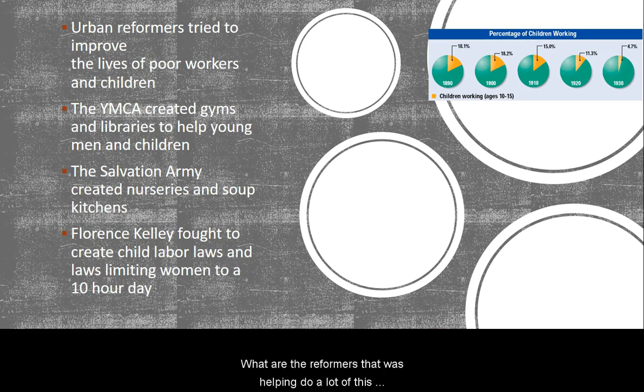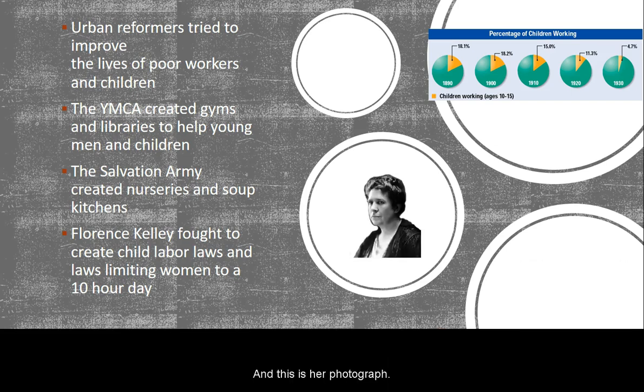One of the reformers that was helping do a lot of this was a lady by the name of Florence Kelley, and this is her photograph. Her big things were fighting child labor laws. She believed that children should not have to work until they are a certain age. And she fights for this until well into the 1930s before she actually succeeds in banning child labor.